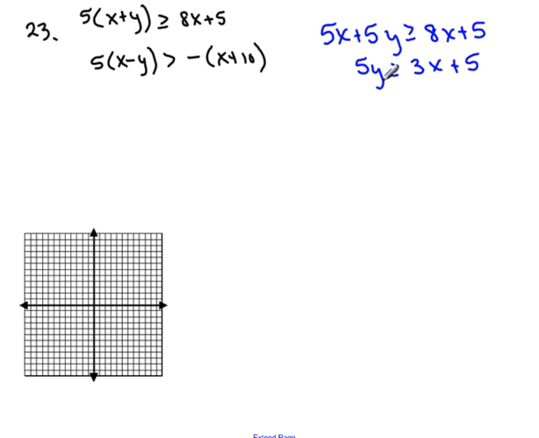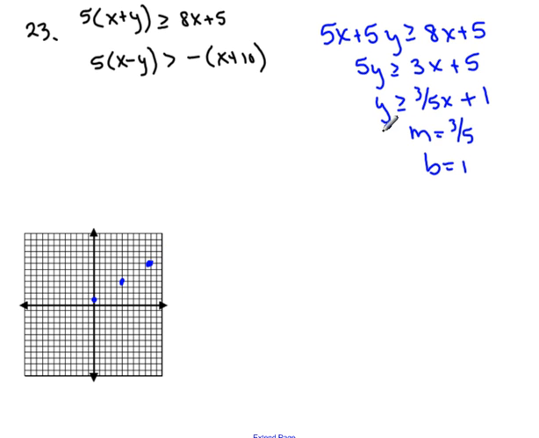Then I'm going to divide everything by 5. I'm dividing by a positive, so do not flip the inequality. And I get the equation y is greater than or equal to 3/5 x plus 1. So my slope is 3/5 and my intercept is 1. So when I graph this line, I'll start at the point 0, 1, and from there move up 3, right 5, and again up 3, right 5.